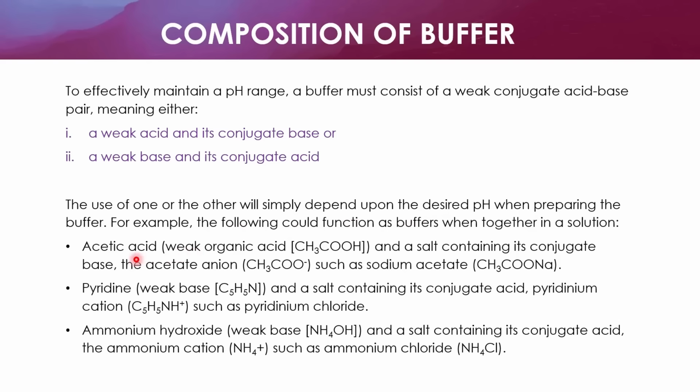And two, pyridine, which is a weak base, and a salt containing its conjugate acid, pyridinium cations such as pyridinium chloride. And three, ammonium hydroxide, which is a weak base and a salt containing its conjugate acid, the ammonium cation, such as ammonium chloride.